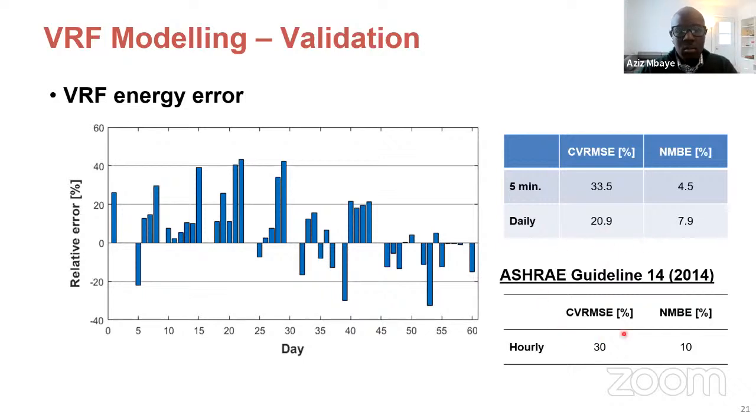And for reference, the calibration criteria from the ASHRAE Guideline 14 for an hourly time scale for a calibrated system are 30% and 10% respectively for the CV(RMSE) and the NMBE.